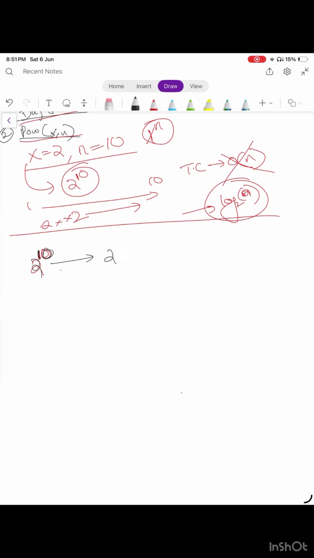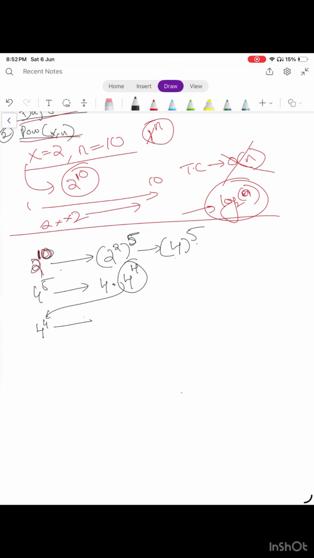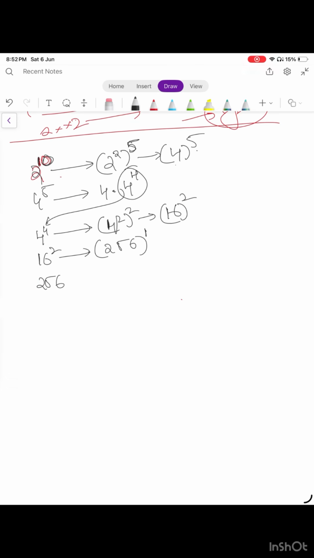So how do we do that? So we can say that 2 power 10, we can write it in this form, which is 4 power 5. And 4 power 5, we can write it as 4 into 4 power 4. Now let's take 4 power 4 and solve individually. Now we can write it as 16 square. Now 16 square we can write as 256 power 1, and 256 power 1 we can write as 256 power 0 into 256.